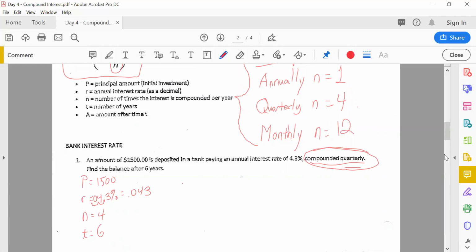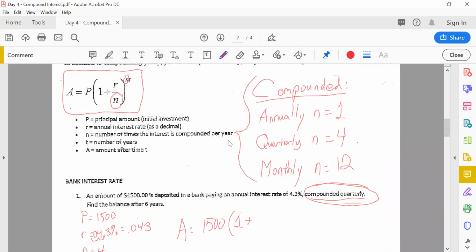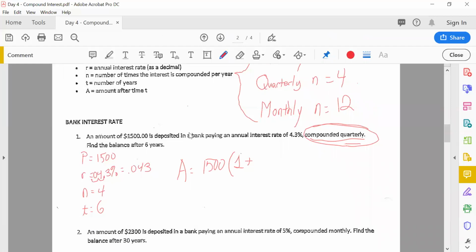So what will I do here? I'm going to say that my accumulated amount is equal to $1,500 times 1 plus, let me scroll up just so that we get a better glimpse of the formula. It's 1 plus R divided by N, and then raised to the power of N times T. So 1 plus R, which is 0.043, divided by N, which is 4, raised to the N times T power. So that's 4 times 6, which, by the way, is 24. Sometimes it's helpful to do a little bit of pre-work so you don't have to work it all out.